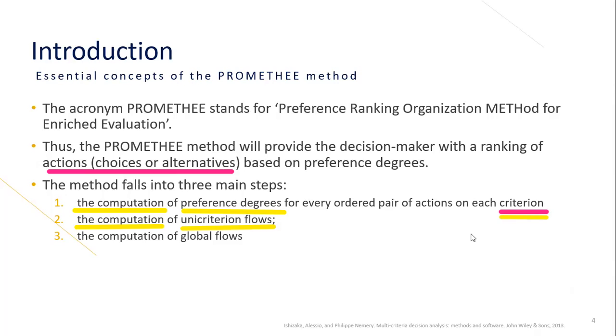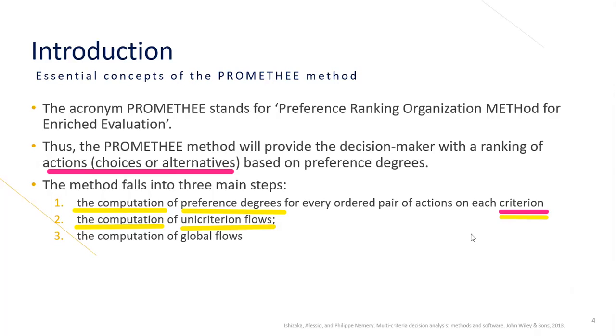Okay, this is a new term, Unicriterion flow. Previously we have the preference for each criteria in each order of pair. Based on this table, based on information generated in the previous step, you create a graph called Unicriterion flow. What is this Unicriterion flow?